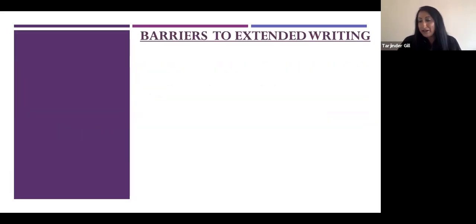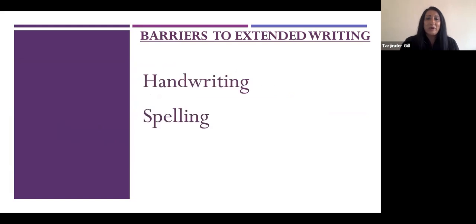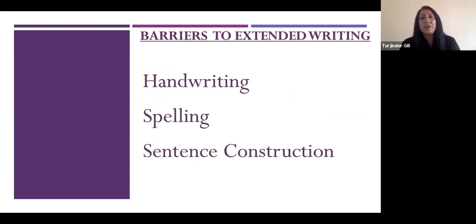So anybody who's seen any of my recent presentations knows that I keep banging on about the barriers to extended writing, and they are the three: handwriting, spelling, and sentence construction. That comes from the Education Endowment Foundation research, but it also comes from my own experience of teaching writing and what is really holding those children back, particularly those low prior attainers, or however you want to refer to them. What is it that keeps getting in the way of them really being able to write good extended pieces?